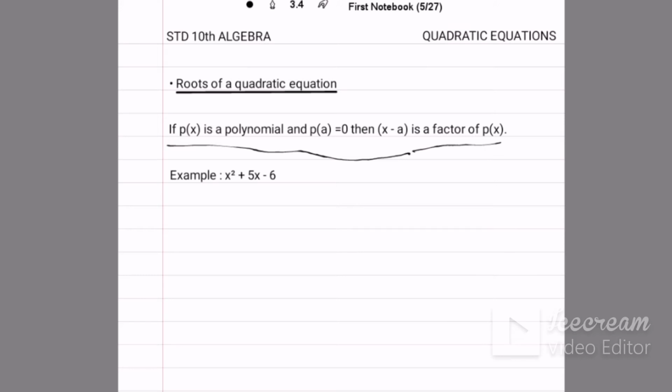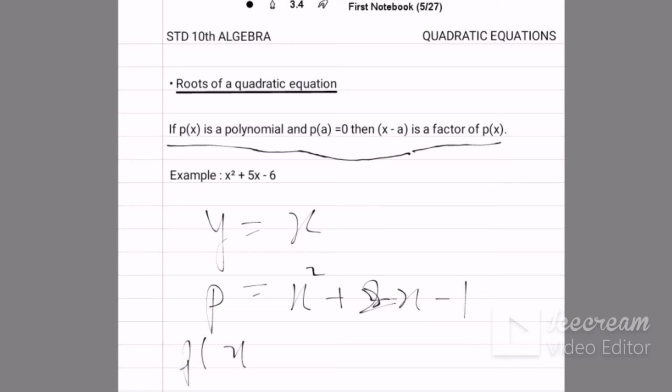Now what is a function? Suppose we write an equation, y is equal to x, right? So we have written the variable y in terms of x. We are just representing y in terms of x. In the same way, we are representing p in terms of an x function, that is x square plus 2x minus 1. So we are just representing p as a function of x, right? So they have written it as p of x, right?